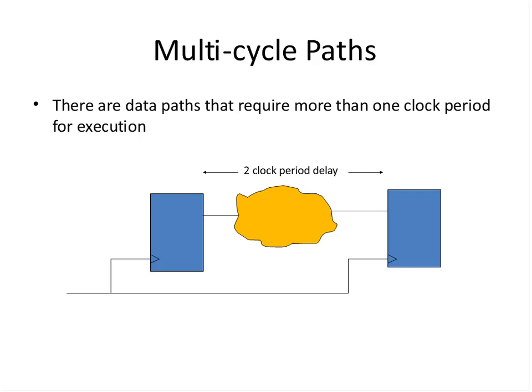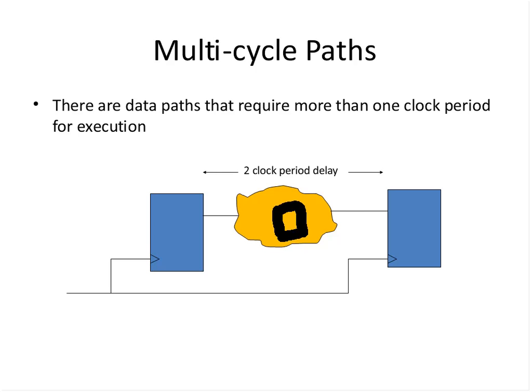The other type of exception is the multi-cycle path. Multi-cycle paths are data paths that require more than one clock period for execution. Let's say you have a big combinational logic and you know that this is going to take more than one clock period, and you don't want to add any pipeline here. So you can tell the tool. Both false paths and multi-cycle paths are also important for synthesis.